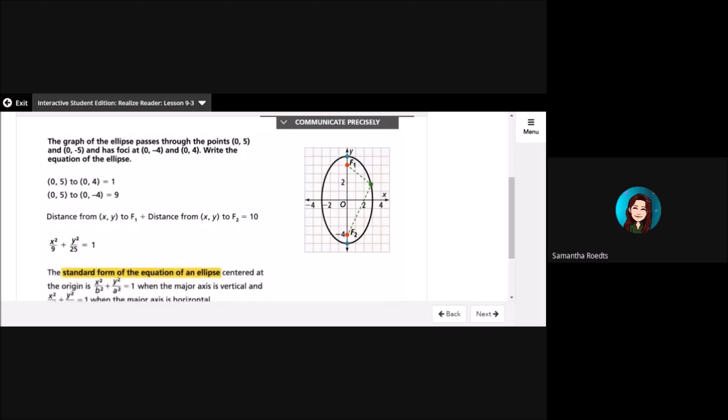The standard form of the equation of an ellipse centered at the origin is x squared divided by b squared plus y squared divided by a squared equals 1 when the major axis is vertical, and x squared divided by a squared plus y squared divided by b squared equals 1 when the major axis is horizontal. The square root of 9 is 3, so the length of the minor axis is 2 times 3, or 6. The square root of 25 is 5, so the length of the major axis is 2 times 5, or 10.